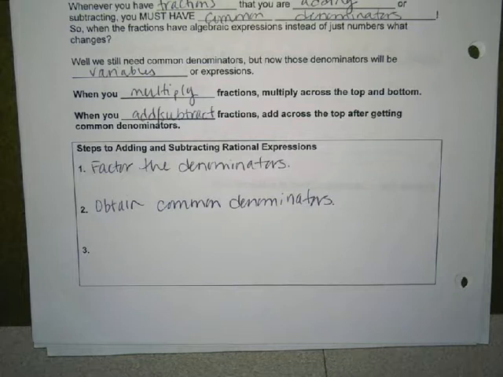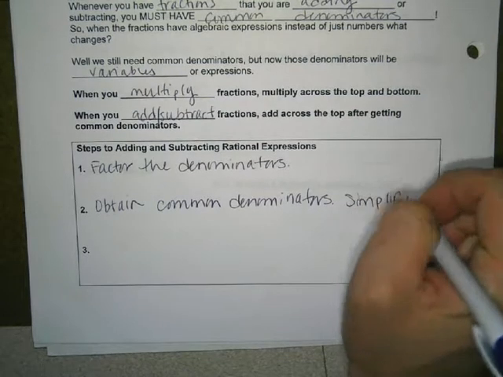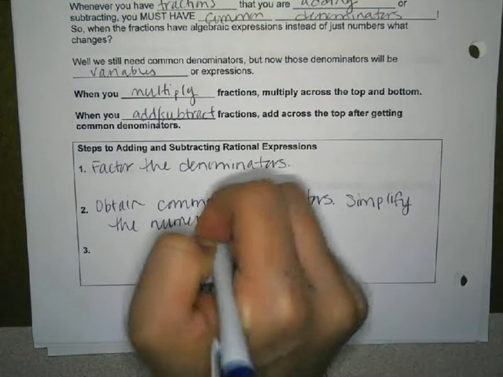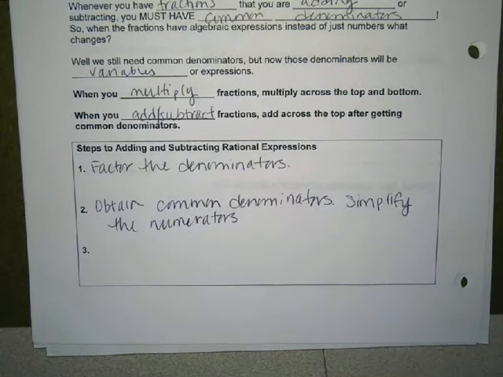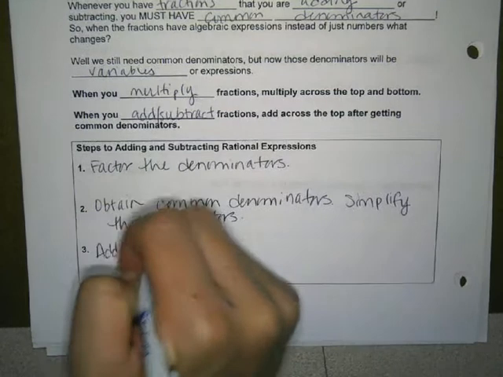And then before you add or subtract across the numerators, across the top, you're going to need to simplify. You could simplify the numerators and denominators, but really I just care, like the answer key to a book would just care that you simplify the numerators. Because if you don't simplify the numerators, a lot of times you can't add your like terms. So we simplify the numerators, and then we add or subtract across the top.